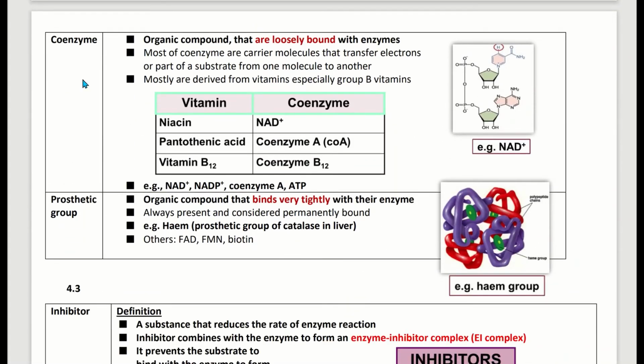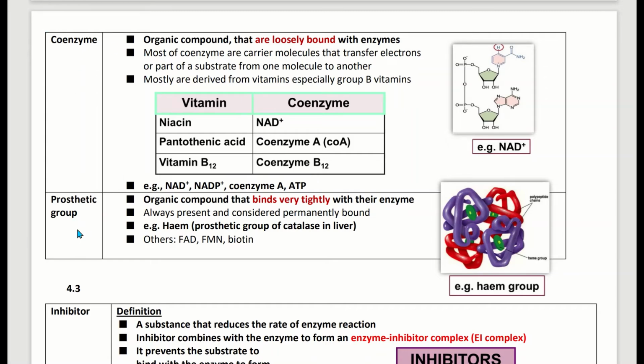example coenzyme is ATP. Okay, dia carrier molecule that transfer part of the substrate from one molecule to another. So dia nak transfer phosphate tu ke another molecule. Okay, jadi tiga kan phosphate dekat ATP, triphosphate. Okay, so that's why ATP is also an example of coenzyme.